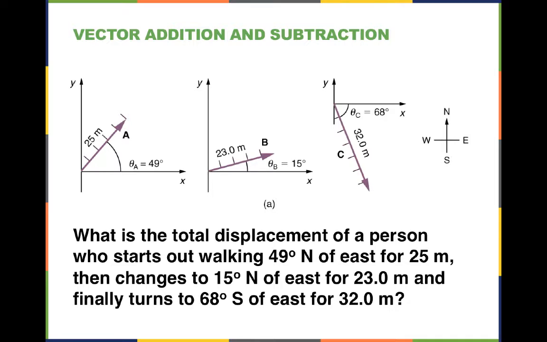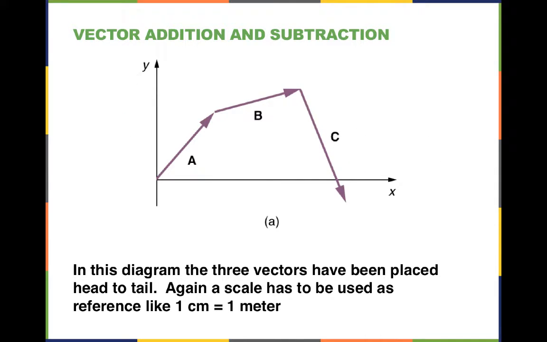Now what we have to do is add these three together. So we take the first one, then we put the tail of the second one on the head of the first one, draw it, then take the tail of the third one, put it on the head of the second one, and draw it, and then look at the resultant. The next slide shows that process. So you start with A, you draw it.